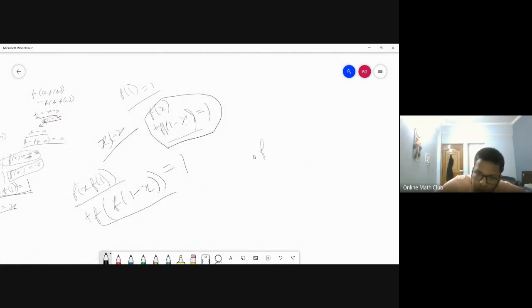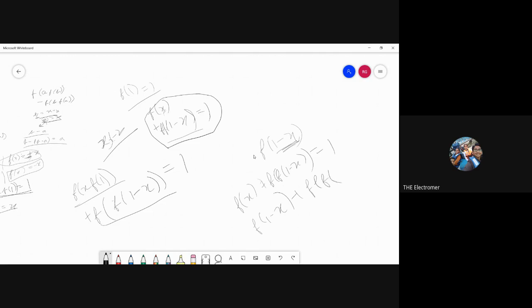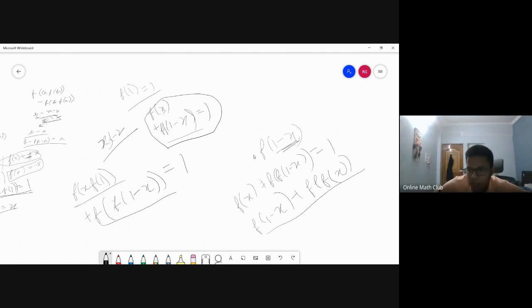Like if we could now plug in, maybe not. So if I were to initially plug in 1 minus x here instead, then I would get f of x plus f of 1 minus x is equal to 1, is equal to f of 1 minus x plus f of x. Second equation, second time is this.